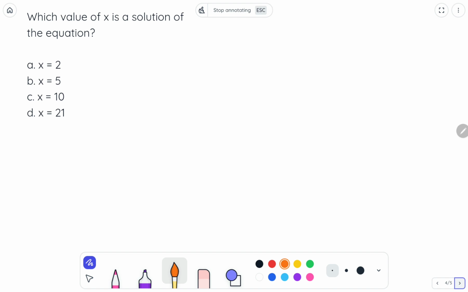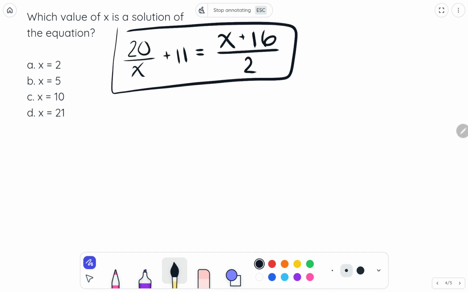Next problem: which value of x is a solution of the equation? Oh, did I delete the equation? I think I deleted the equation. Hold on. All right, boom. So here's our equation. Which value of x is a solution of the equation? We have 20 divided by x plus 11 is equal to 20 plus 16 divided by 2.